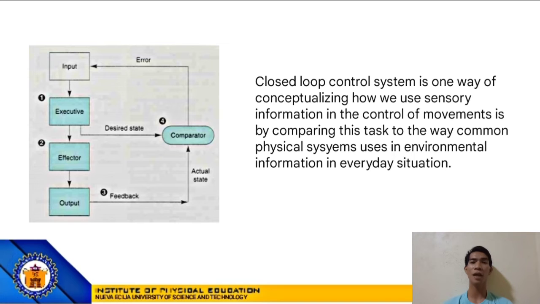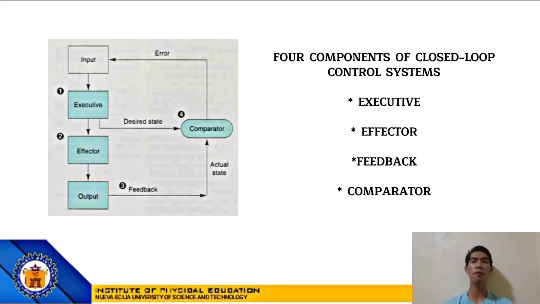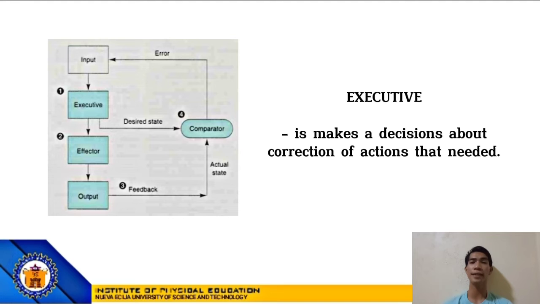So now it is time to answer the question. What are the four essential components of any closed-loop control system? Describe how each of the components might function for a child who is using crayon to color a figure in a coloring book. So there are four essential components of closed-loop control system, which are executive, effectors, feedback, and also comparators. So first, let's talk about the executive.